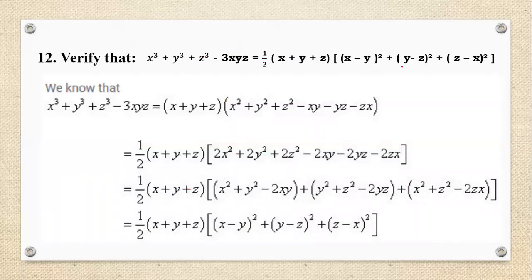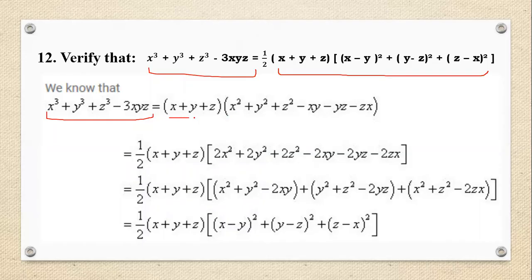So here we have to verify the LHS and the RHS. So we are going to start with the LHS side. You can see that the LHS side is x cube plus y cube plus z cube minus 3xyz, which is equal to x plus y plus z and x. So this is the identity we have done previously, right? So now your question is how to rearrange it and simplify it.